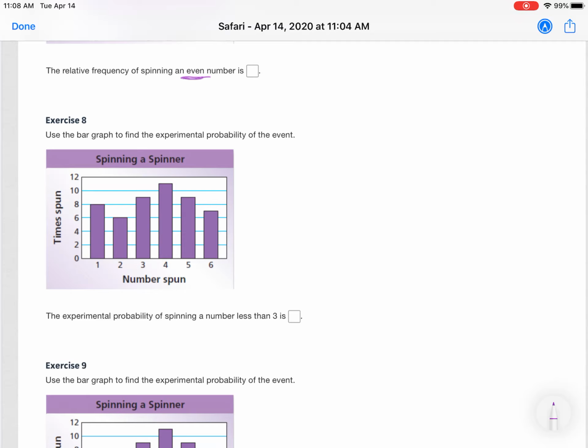Number 8, use the bar graph to find the experimental probability of the event. So the experimental probability of spinning a number less than 3. Now we're talking about probabilities. We're no longer talking about frequencies, so your answer has to be a fraction. And it looks like in order to figure out what goes on the bottom here, you're going to have to add up all of these. So this one was 8, this is 6, this one is 9, this one's 11, this one is 9, and this one is 7. So we have to add all of those up.